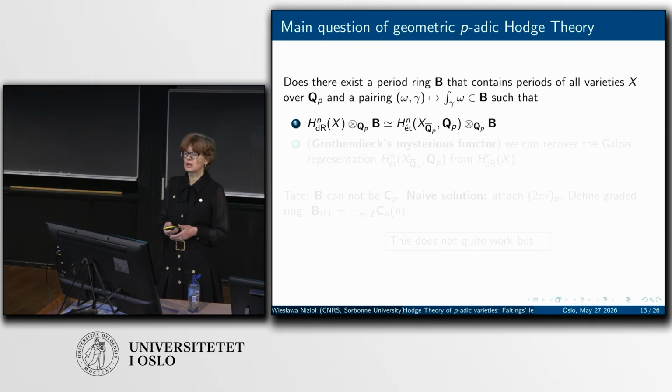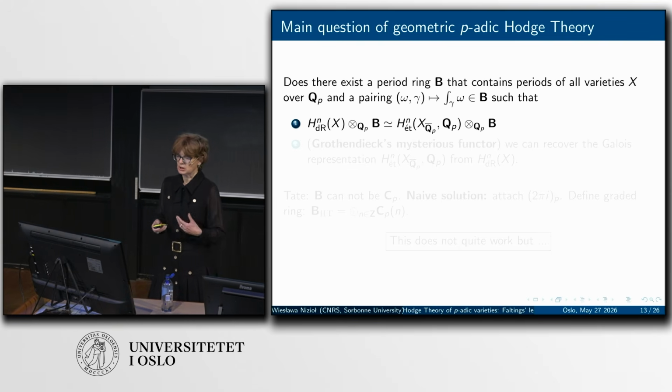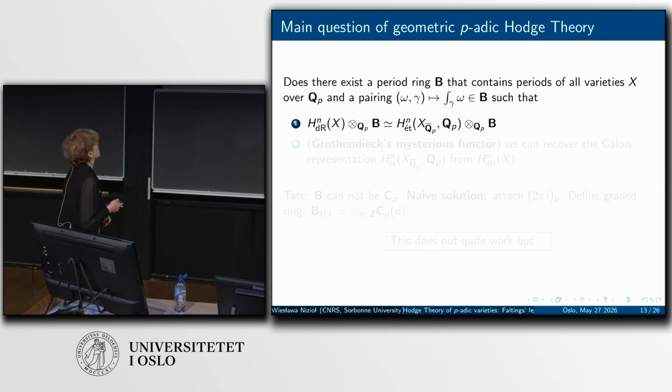Okay, so what are the main questions of geometric p-adic Hodge theory? Why do I say geometric here? Because I refer to p-adic Hodge theory which is concerned with the study of Galois representations arising from geometry. There is an abstract part of p-adic Hodge theory which is very important, but this is just a study of abstract Galois representations.